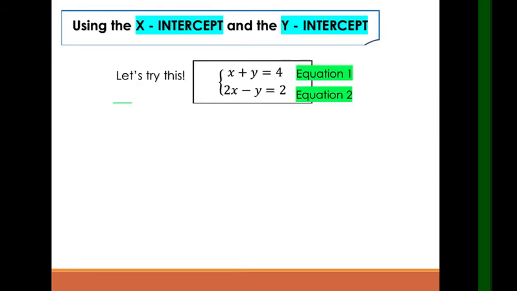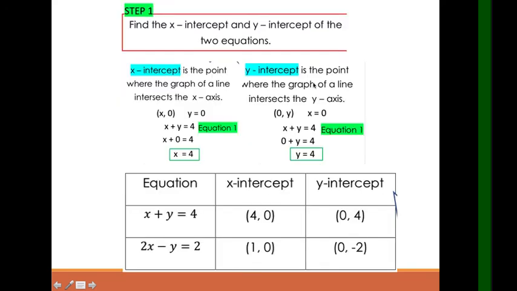So using the x-intercept and y-intercept, let's try these two equations. For these two equations, we have x plus y equals 4 and 2x minus y equals 2 as our equation 1 and equation 2. So step 1, find the x-intercept and y-intercept of the two equations.